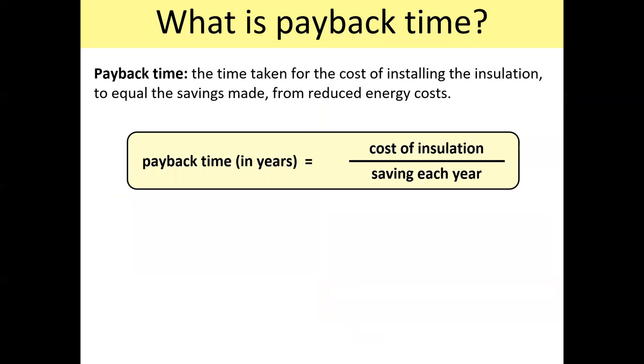So when we consider what type of insulation we use in our home, it's important to consider payback time. Now, payback time is the time taken for the cost of installing the insulation to equal the savings made from reduced energy costs. So payback time is usually measured in years. And to calculate payback time, we take the cost of that insulation and we divide it by the saving we make on our energy bills each year.